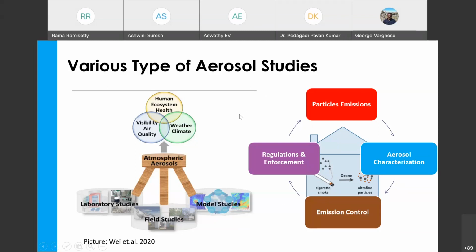Okay. So there are different types of areas of studies. I explained you already. When I was working in Germany, we did these 3 types of studies to understand the atmospheric aerosols: laboratory studies, field studies, and model studies. Also, it is very important to understand the particle emissions and characterize them properly. Then we can control the emissions by regulating and enforcing with some laws. So all these 4 mechanisms are very important.